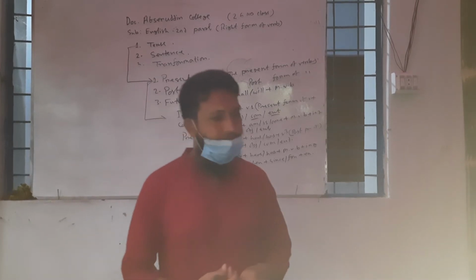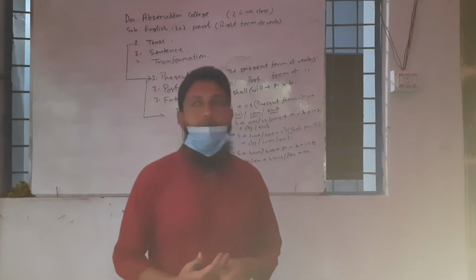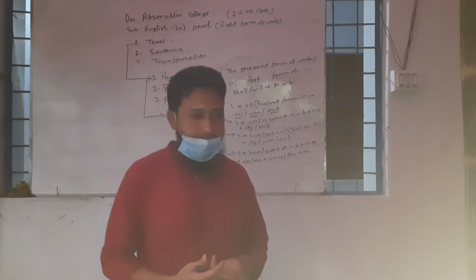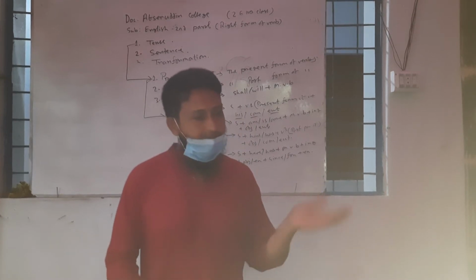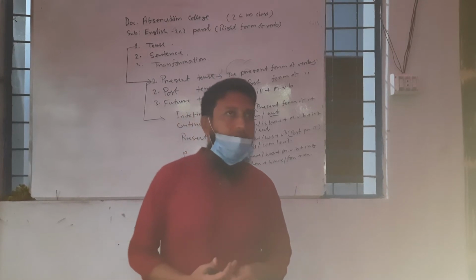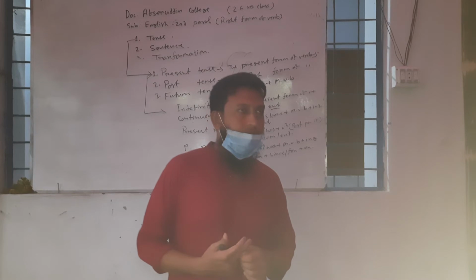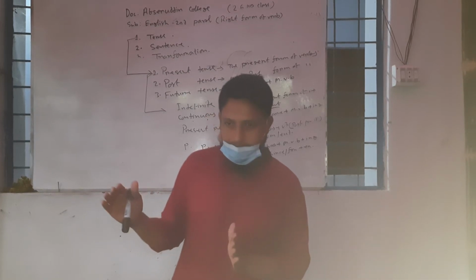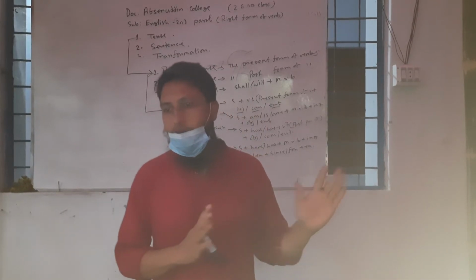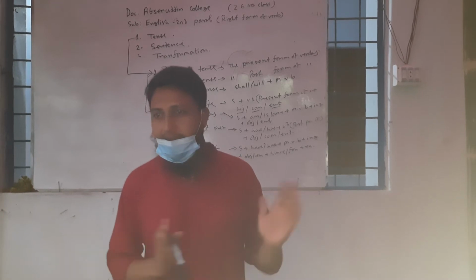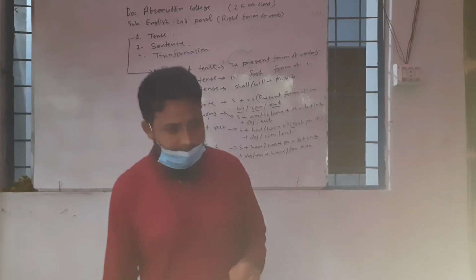Here, "I" is a subject, "live" is a verb, and "in a village" is not an object. The object means the work can be done by the subject. "In a village" is a condition where we live. This is not my work.